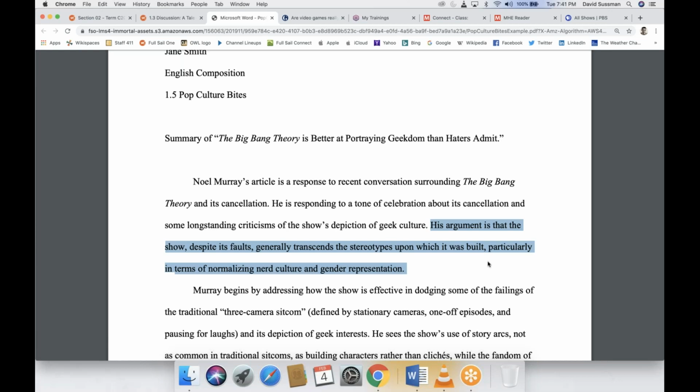Noel Murray's argument is that the show, despite its faults, generally transcends the stereotypes upon which it was built, particularly in terms of normalizing nerd culture and gender representation. The wording is maybe a little bit dense, but if you're not sure what he's saying here, he's basically saying the show's been canceled. Some people celebrated that it was canceled because they didn't like how it portrayed geek culture. But the author's takeaway is, okay, the show has some faults, but it did 2 things really well. It brought nerd culture into people's awareness, and it handled gender really well.